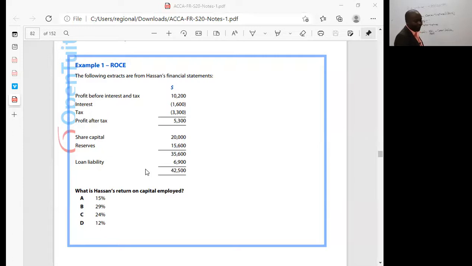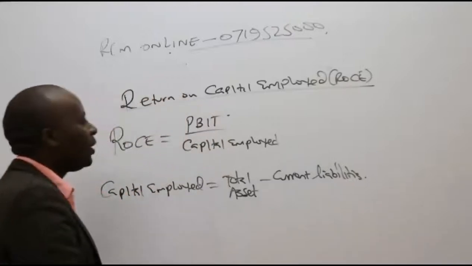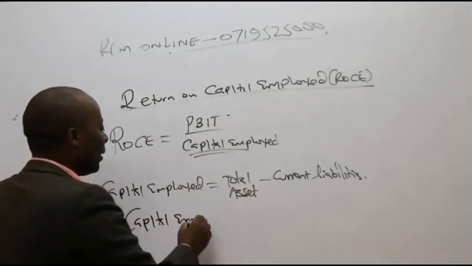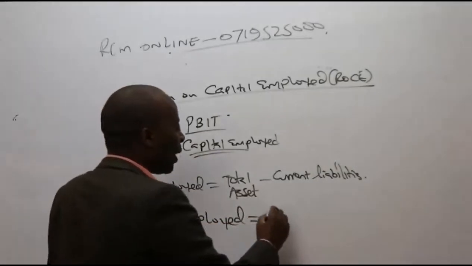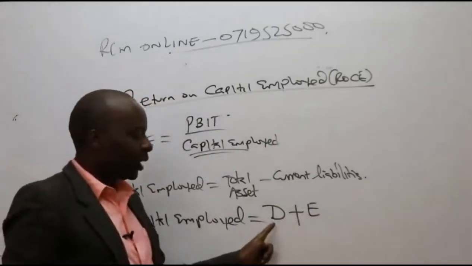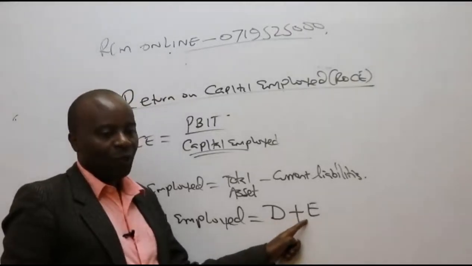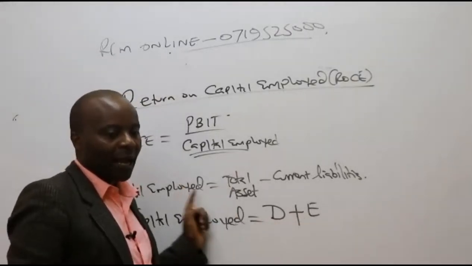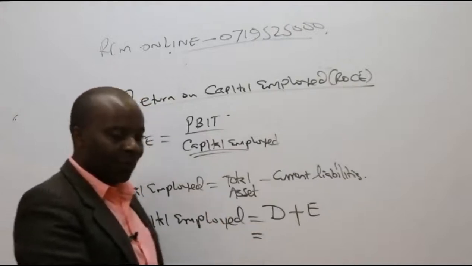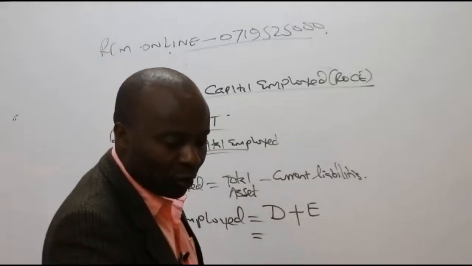Then the easiest way for you to get this capital employed, remember, who are the providers of the capital employed? The providers of the capital employed are the debt holders plus the equity holders. So the debt that you take plus the equity holders, these are the providers of the capital of a firm.